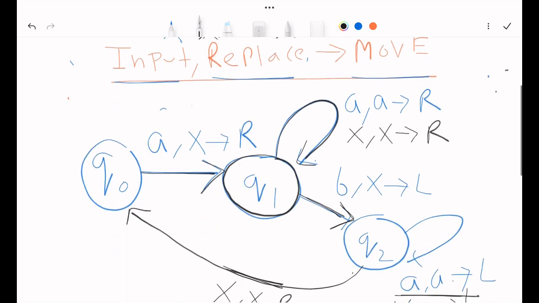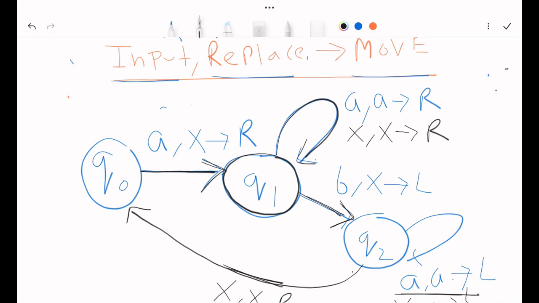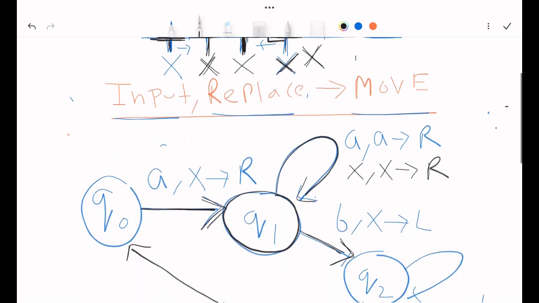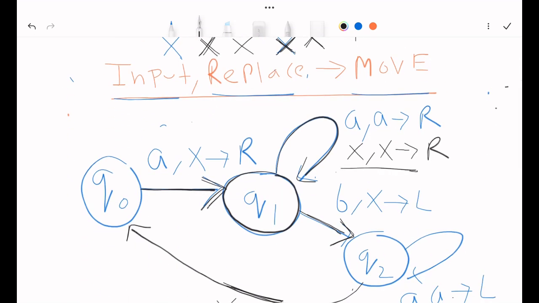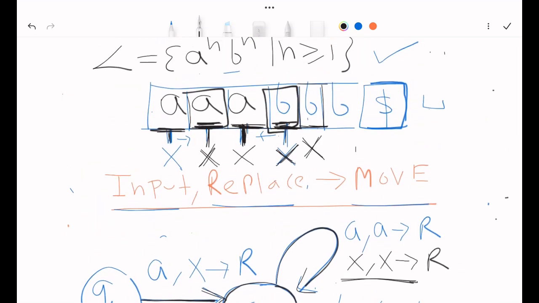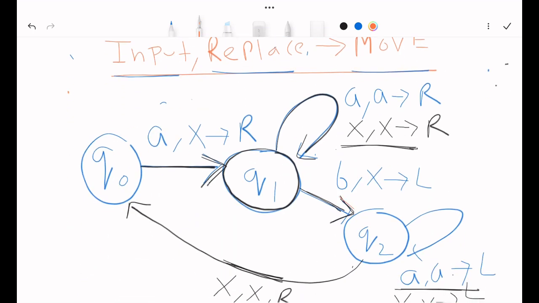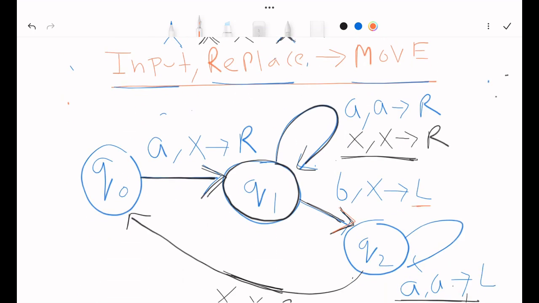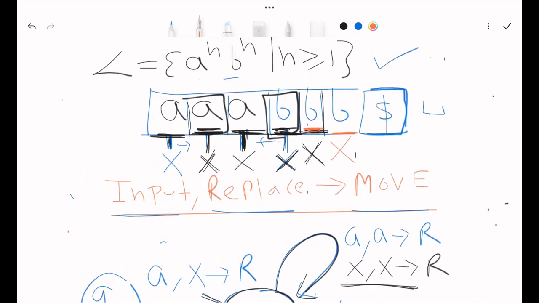Now you are here. Now A replaced by X, A replaced by X, and move right. Now there are many X, X replaced by X, move right. Okay. Now B is coming. Whenever B is coming, B replaced by X and move left. Now you are here.